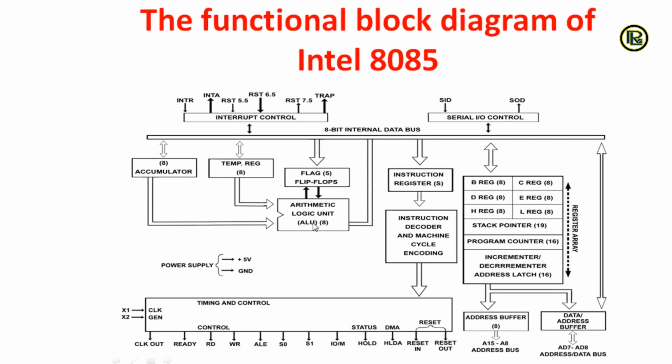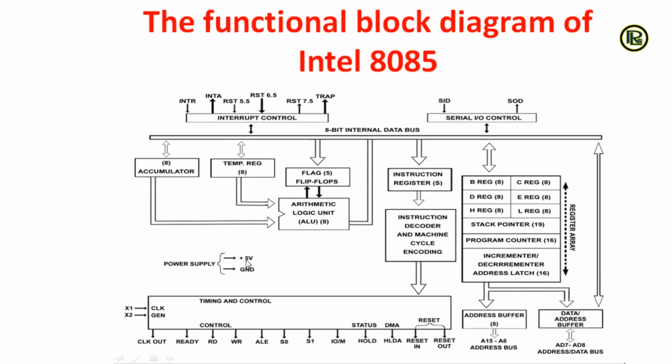It has the arithmetic logic unit, then it has accumulator, temporary registers, then 6 8-bit registers B, C, D, E, H, L, then stack pointer, program counter, incrementer, decrementer, address latch, then it has data or address bus, then it has serial input output control, then interrupt control, then internal data bus, time and control, clock generator, then it has power supply plus 5 volt and ground.